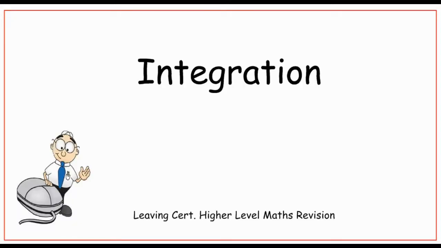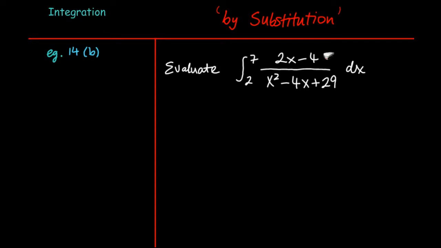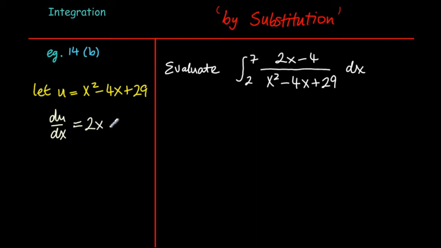And here we have a third example. So we let u equal to our denominator, x squared minus 4x plus 29. We usually let the denominator be the substitution. Differentiate du dx, and it gives us 2x minus 4. Now if you notice that first, you might notice the answer, because the answer will always be log of the bottom, but we'll continue with this method. So du is equal to 2x minus 4 dx.